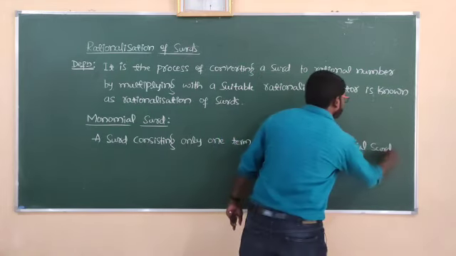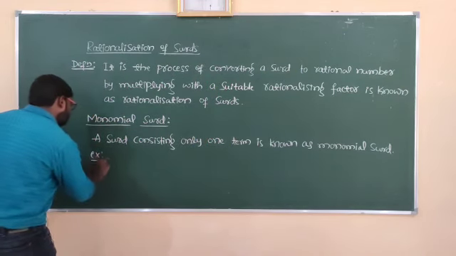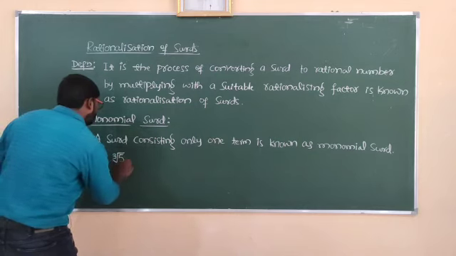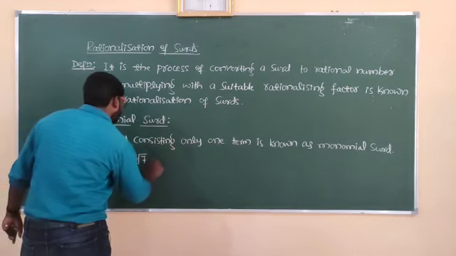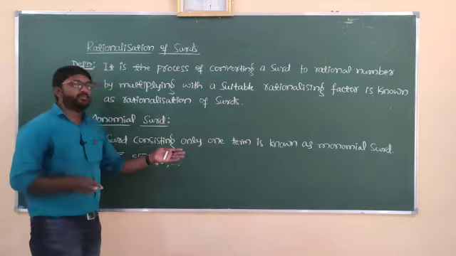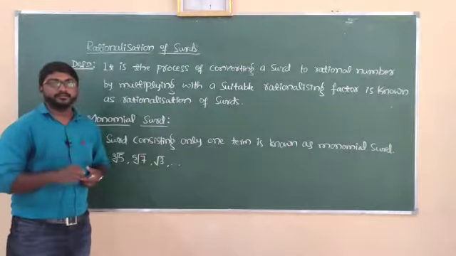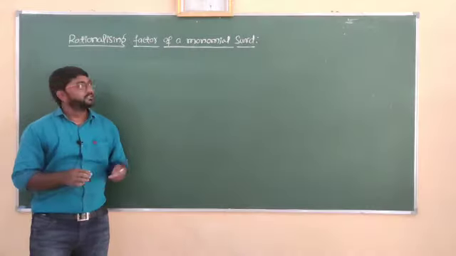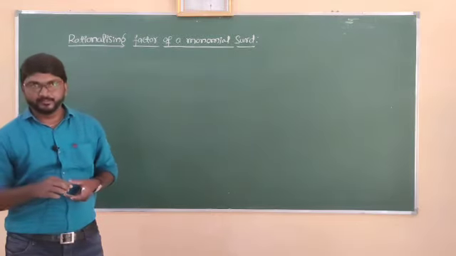Let us give some examples for monomial surds. The examples are cube root of 5, fifth root of 7, and root 3, and so on. Like this we can give many examples. So this is all about rationalization of surds and monomial surd. Next we are going to discuss the rationalizing factor of a monomial surd. A surd consisting of only one term is known as a monomial surd.